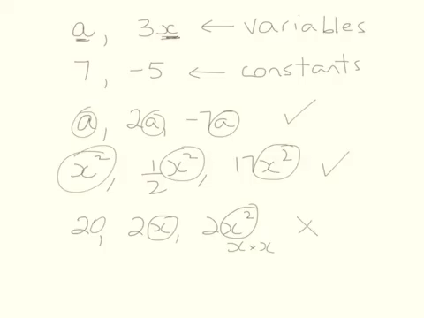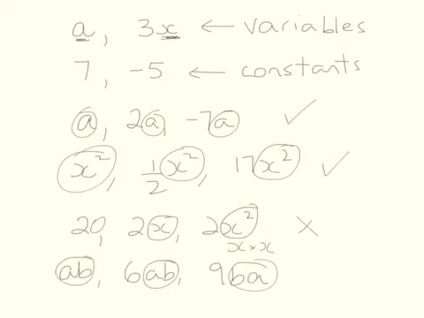We can even have things like AB, 6AB, and 9BA. They are like terms because the letter part is A times B, A times B, B times A, but because it's multiplication, it's exactly the same thing as A times B. So they're like terms as well.